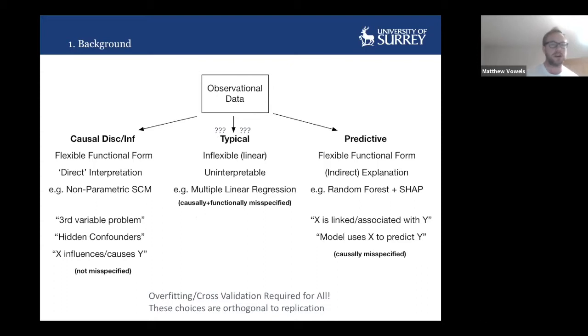And some of the things that you might hear people talk about, and these are applicable to this causal consideration, is third variable problems, hidden confounders, but you might actually be able to say things like X influences or causes Y. And that's in the case that it's not misspecified in any way. Now, the reason why I've lumped those, third variable problem and hidden confounders, under causal, even though they also appear under typical a lot of the time, is that I don't really see their relevance under the typical approach because they're so misspecified in terms of the structure and the linearity, the functional form, that it's a bit of a moot point whether or not you're worried about third variables.